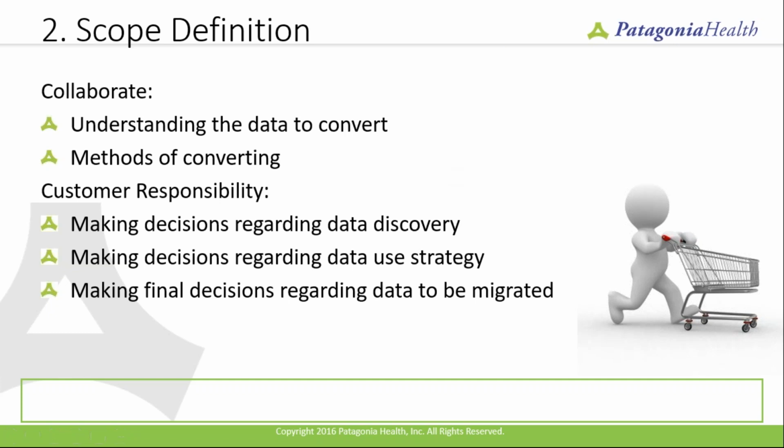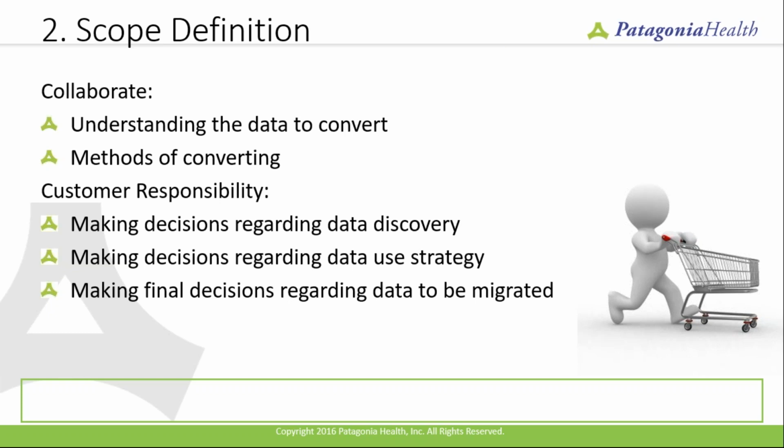So scope definition, the second step. Now that you've found some data that's available, it becomes the process of understanding that data that you have and defining a scope for migration. So what are we going to do with the data that we've found? This can be as challenging as discovery. The other side, though, is if you don't find a lot of usable data, then you've got far fewer decisions to make. So it kind of goes both ways.